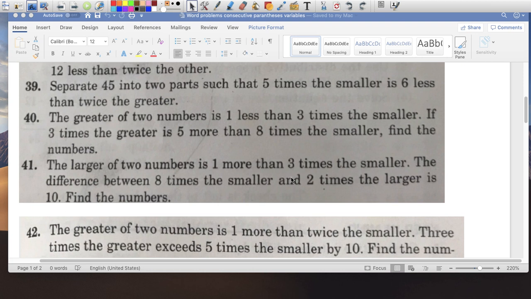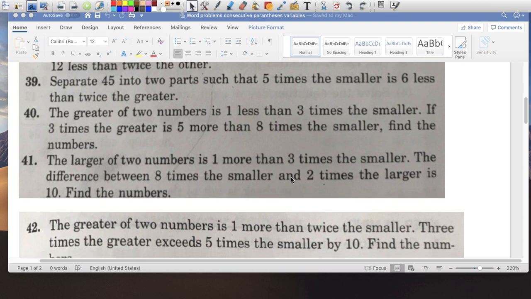Question 40. The greater of two numbers. So I know there's two numbers, and where should I write this? I'm going to write small and great, because I know there's two numbers. So the greater of two numbers, the greater one is one less than 3 times the smaller one.